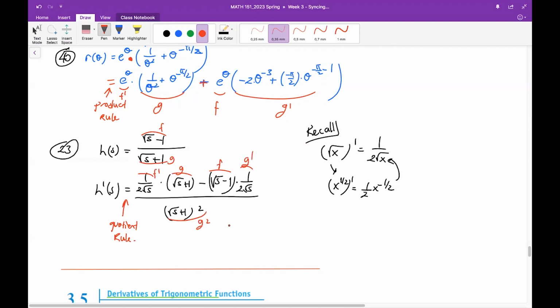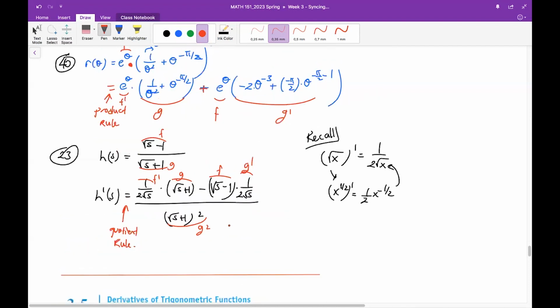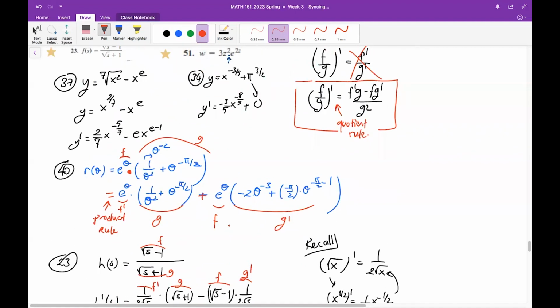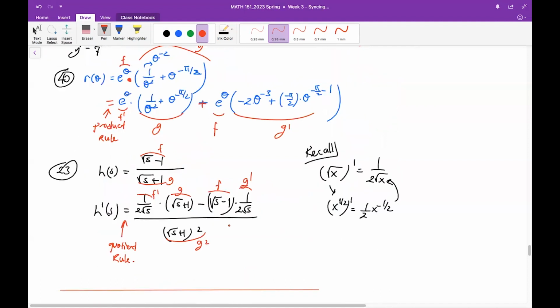Okay, so let's move on. Any questions? So we start applying differentiation rules. Next week, we will solve more complicated and advanced differentiation problems. But for this week, I think this is enough.